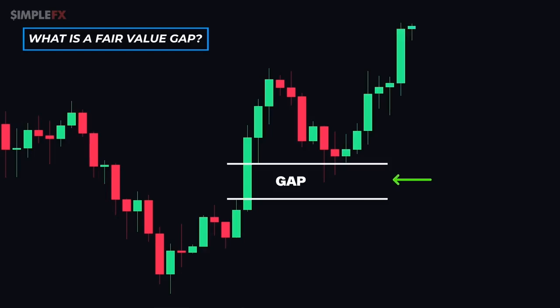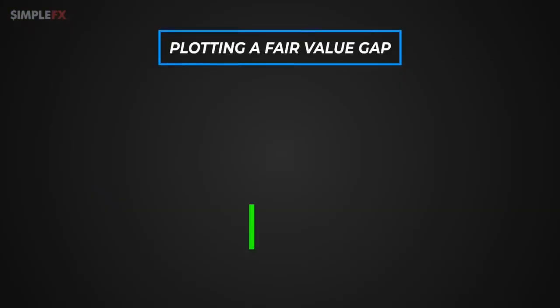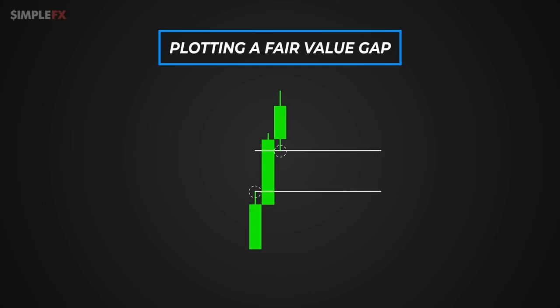To plot a fair value gap, you first need to identify a 3-candle sequence. Then, look for a large candle between 2 smaller candles, where the high of the first candle and the low of the third candle do not overlap with the middle candle. The gap between the high of the first candle and the low of the third candle is called the fair value gap. Next, you can draw a rectangle on the chart to mark the gap.